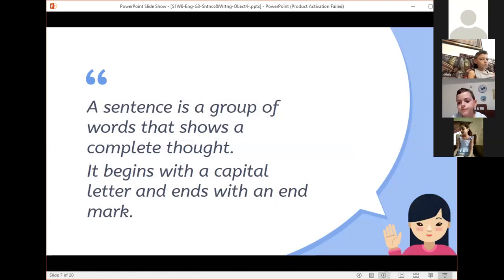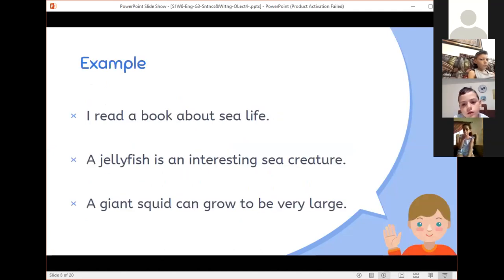So a sentence is a group of words that shows a complete thought. It begins with a capital and ends with an end mark. These are the examples. Yalla Fatima. I will start with Fatima, but I'm going to mute you all, and then only Fatima, unmute yourself.